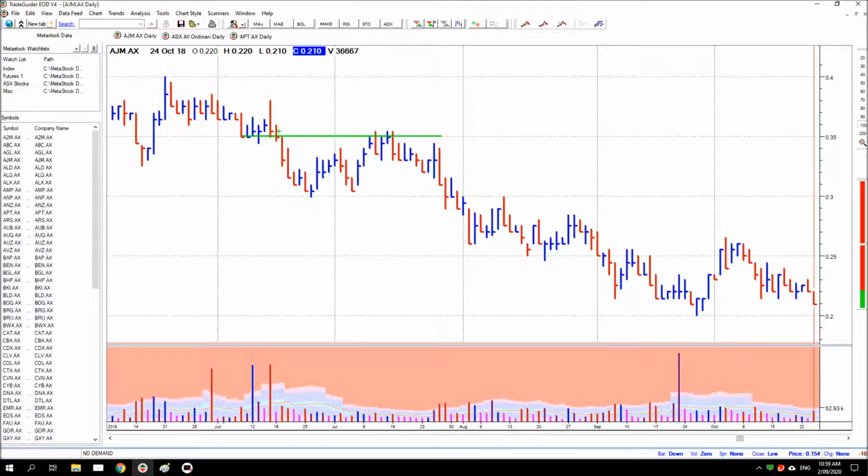You can see price is broken down here. Here's your breakdown bar. Price is broken down again. Tried to hold on here. Here's your breakdown bar. Now, you can see here, an attempt to support the market has been found, and it's knocked price sideways.